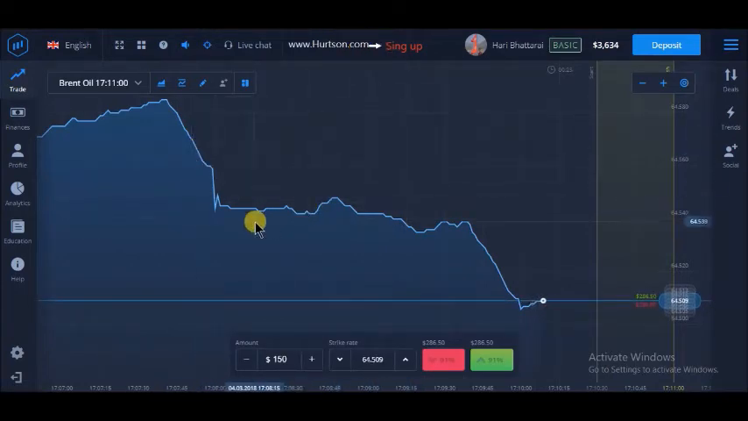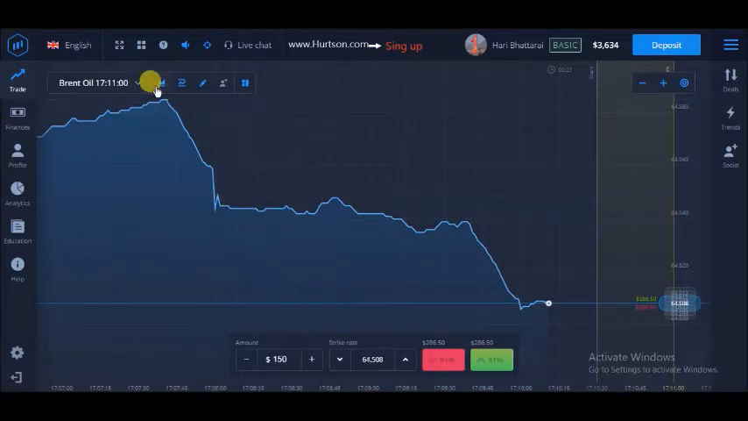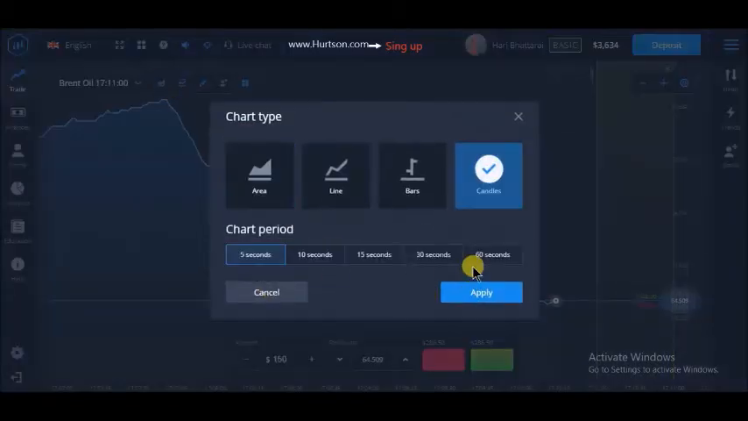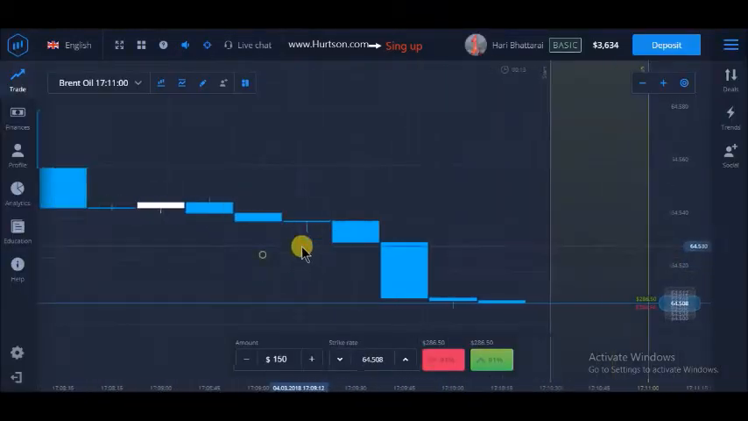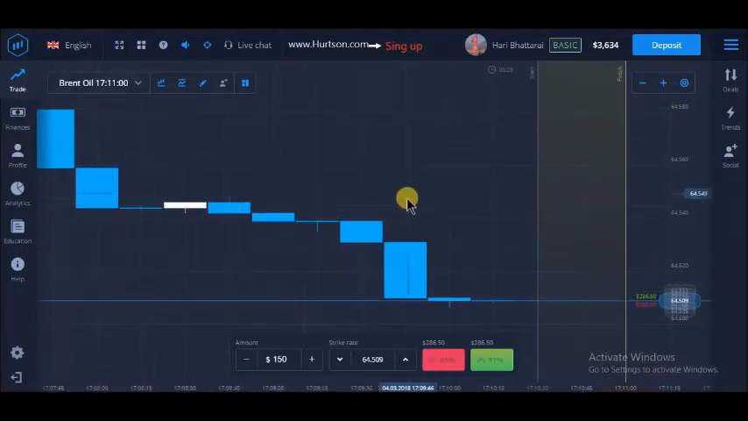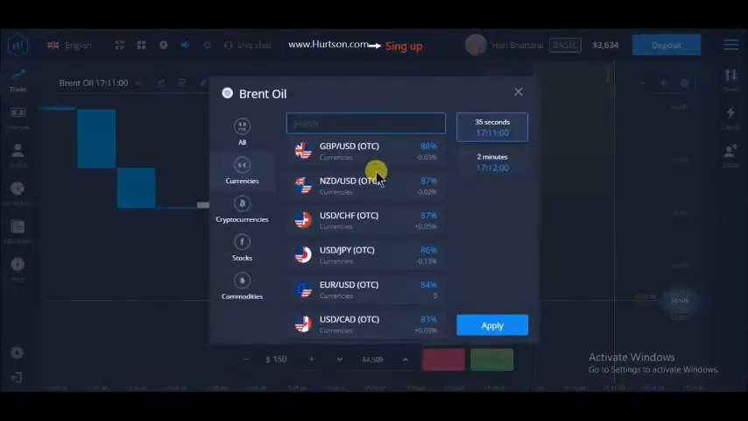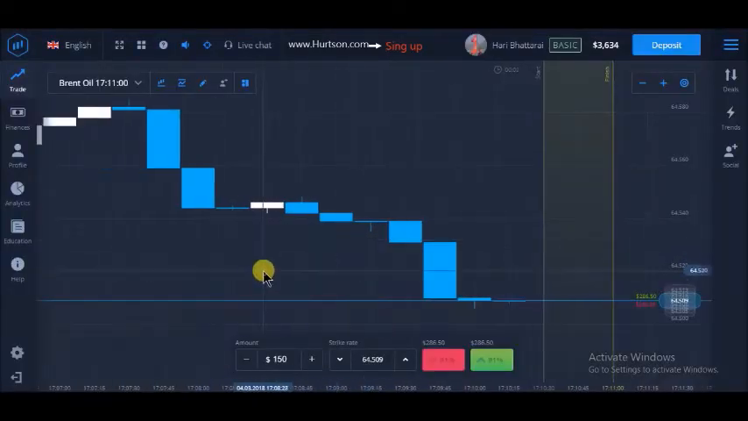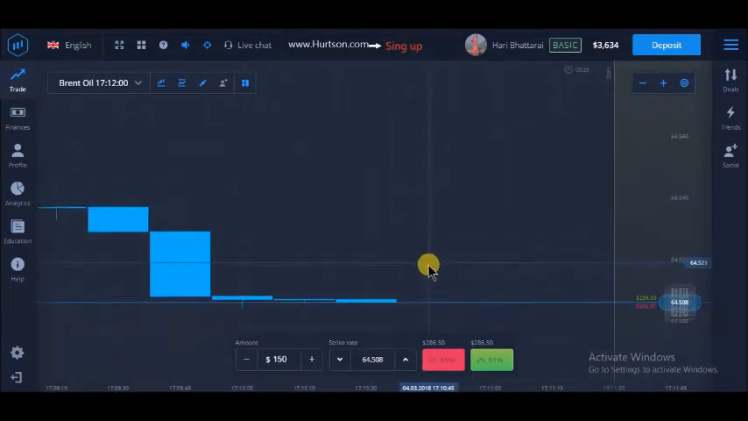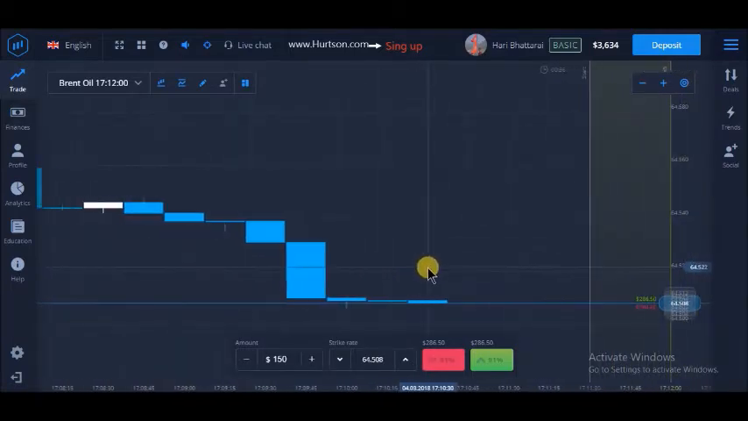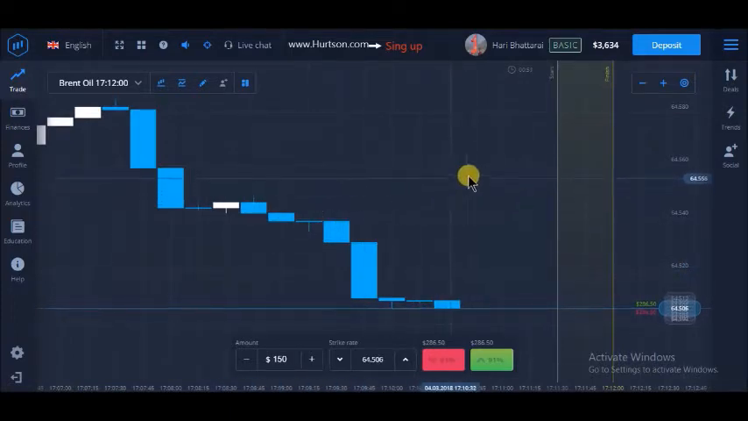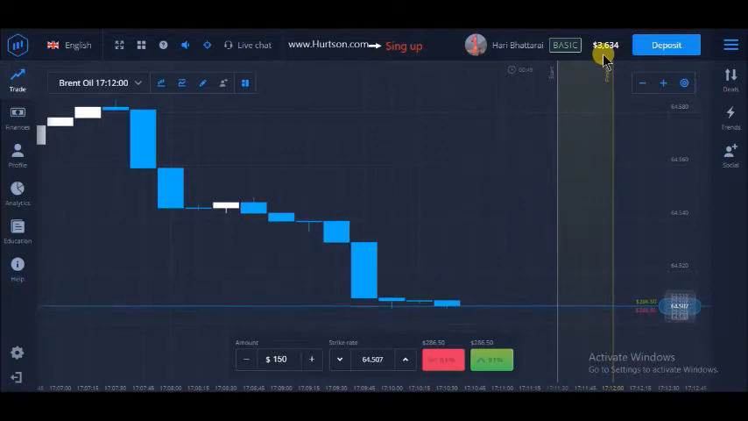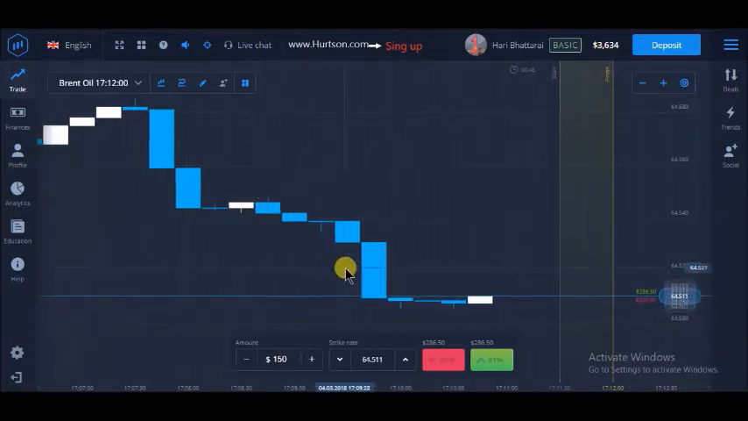So first I have to apply the indicators. Let's see, 15-second candles. This is Brent oil. I'm taking today's OTC market, since today is weekend. Now what I'm going to do is, I had just deposited my balance. I had around 3,600 USD in my account.